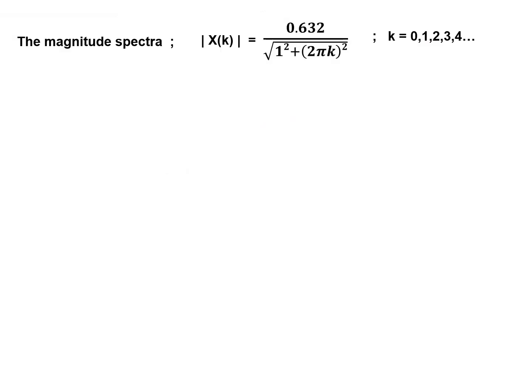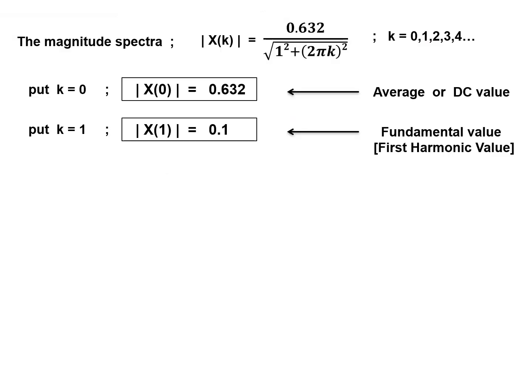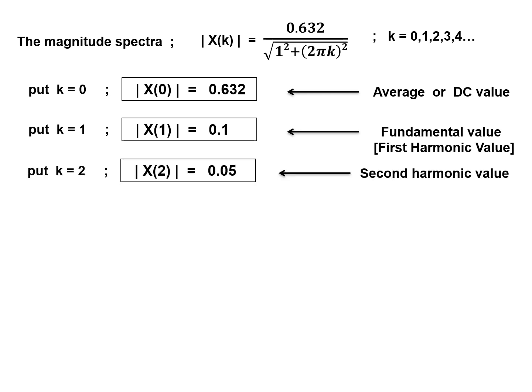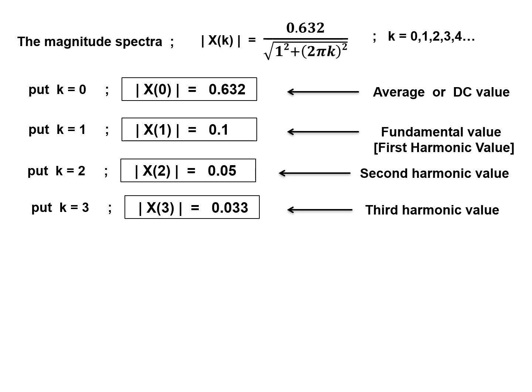So once again, I'm writing here. So all these values are already found. That is the fundamental value. It's also called the first harmonic, because all the frequencies are harmonically related, integer multiples of the fundamental. Therefore, the first harmonic or fundamental value is this. X at 1 is equal to 0.1 units. Then X at 2, that is the second harmonic, 0.05. X at 3, 0.03.